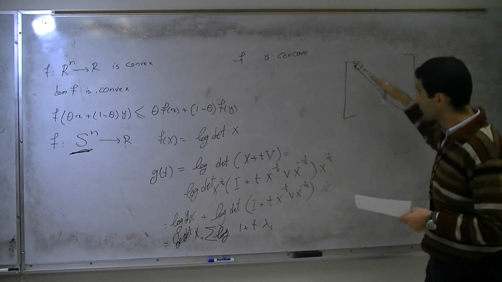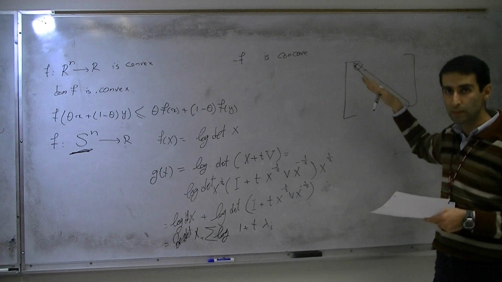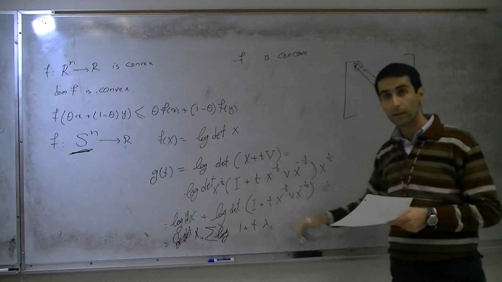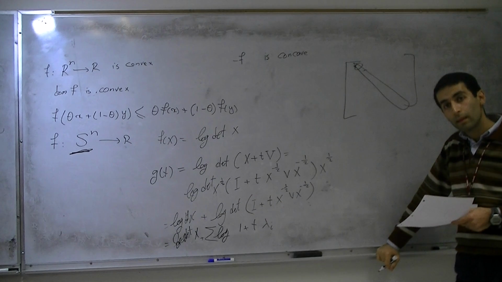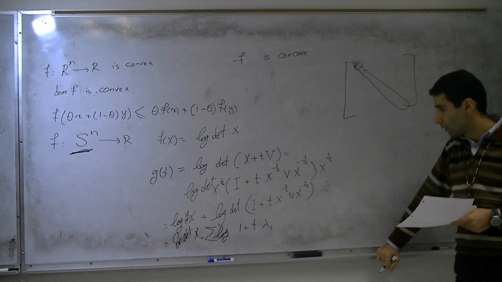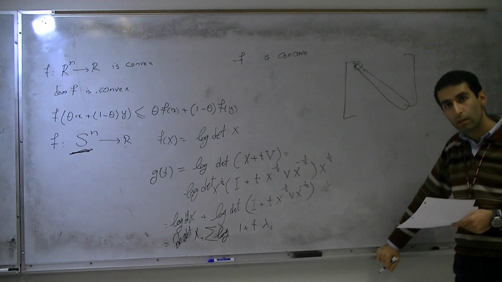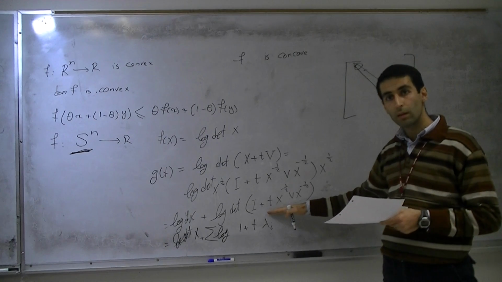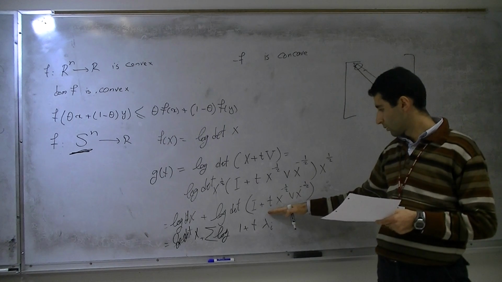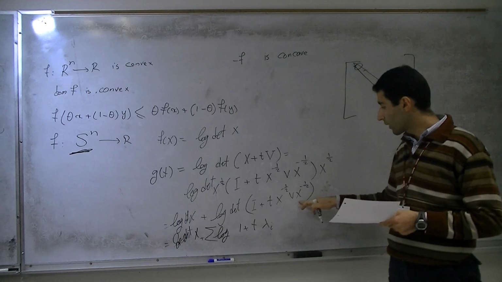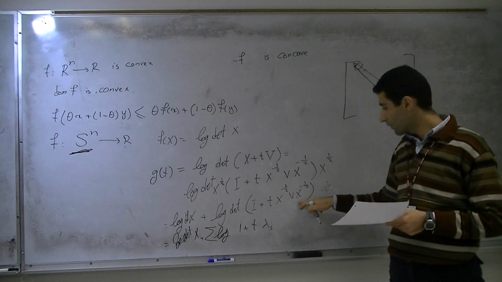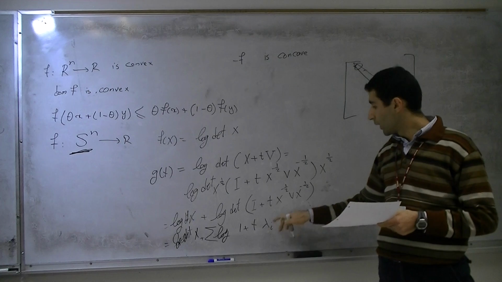Therefore, this multiplication is always positive. Okay, prove it: the matrix has eigenvalue 1 plus lambda I. Can you prove it? That matrix has eigenvalue 1 plus... Okay, what's the eigenvalue of this part? The eigenvalue of this part is lambda I.